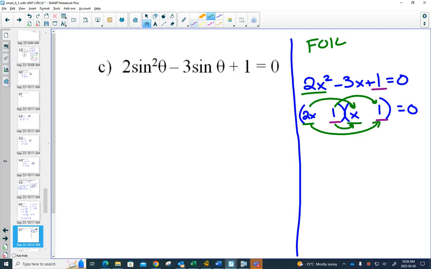So when checking this, do my first ones make 2x squared? Yes. Do my last ones make a 1? Well, I'm going to have to check that because it's either going to be both positive or both negative. But I need my outside, which is 2x, and my inside, which is 1x, to combine to give me negative 3x. Well, I see that negative 3x. That would mean my outside would need to be negative 2x, my inside negative 1x to make negative 3x.